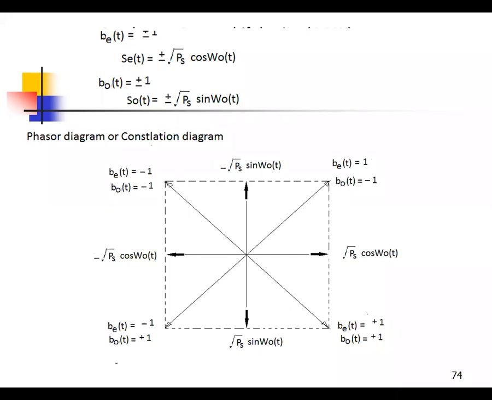Students, better to note down this phasor diagram. Okay, x-axis and y-axis only. So let's take in phase root Ps cos omega naught t as the positive side. Opposite is negative, that is minus root Ps cos omega naught t. Like root Ps sin omega naught t is the positive side, minus root Ps sin omega naught t is negative. So resultants are made here. Resultants are based on the positive and negative values. So positive is b_e(t), negative is b_o(t). Like negative is b_e(t), negative is b_o(t).